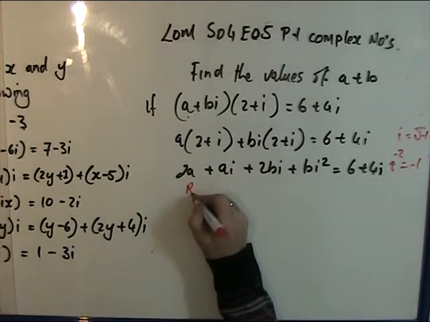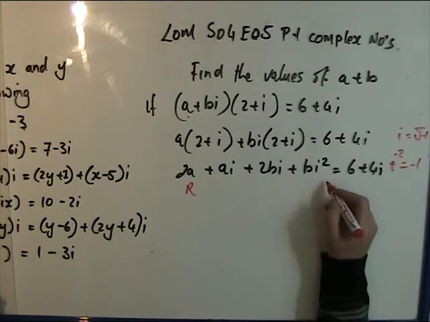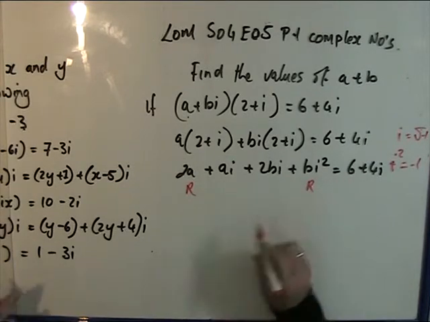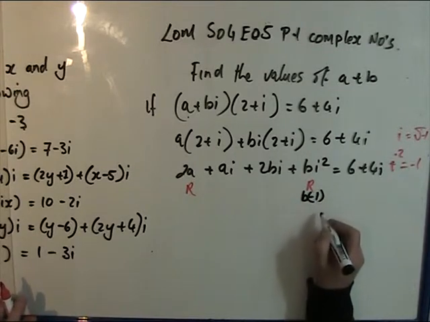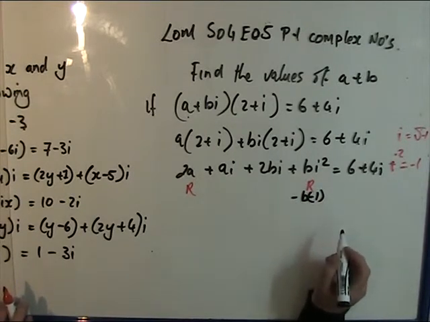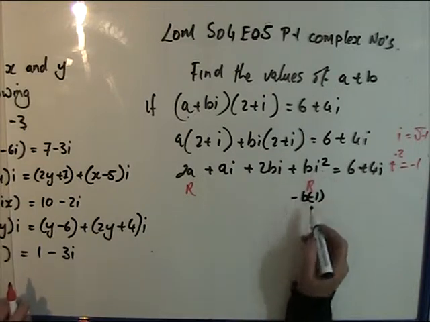My real parts, real. Now this is real because it's going to be b times minus 1. b times minus 1 is minus b. Okay, so that's a real part there. So I can rewrite this if I want to get this b squared.